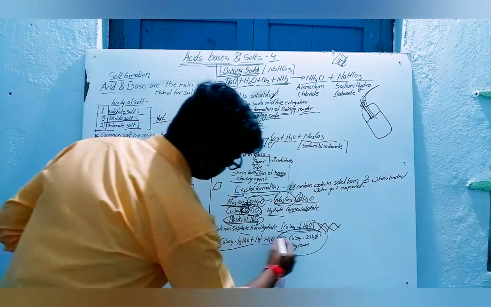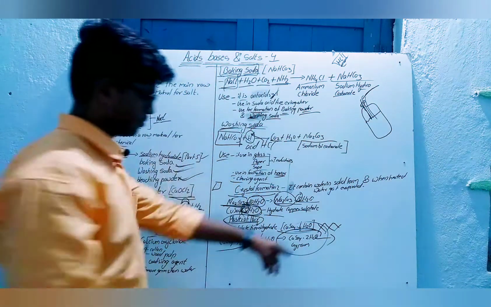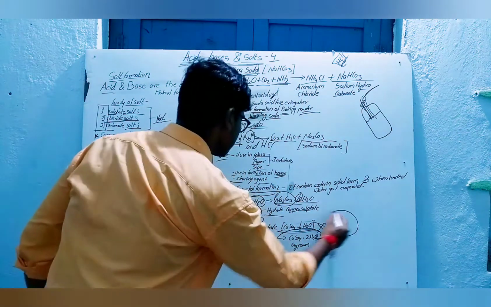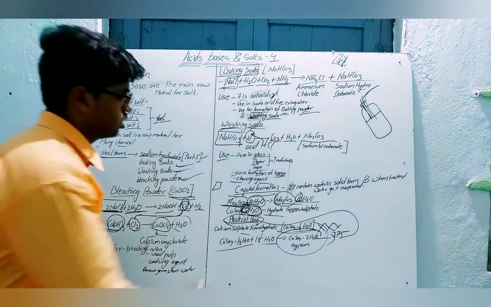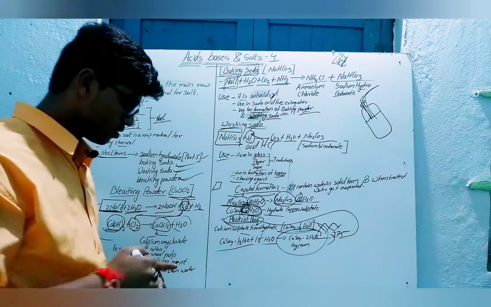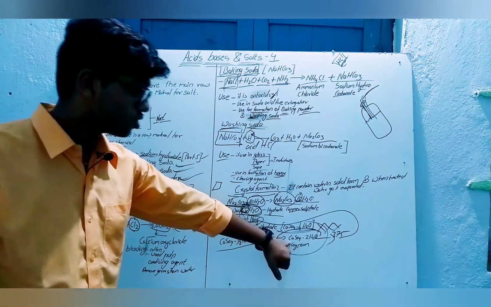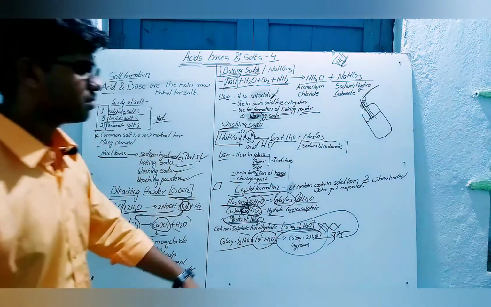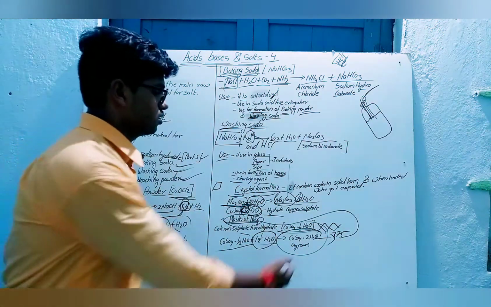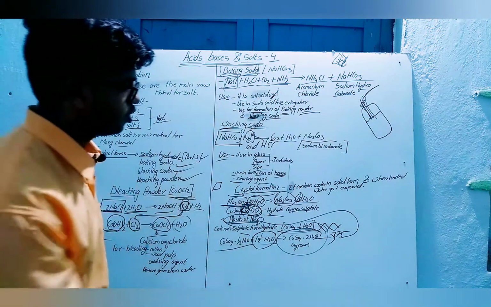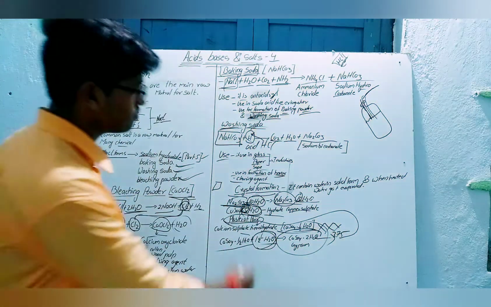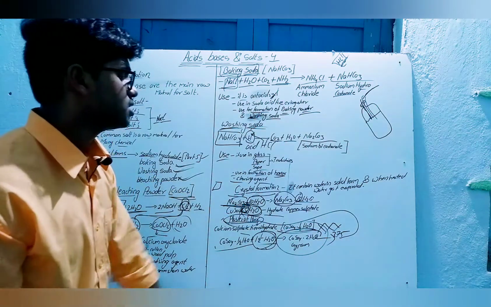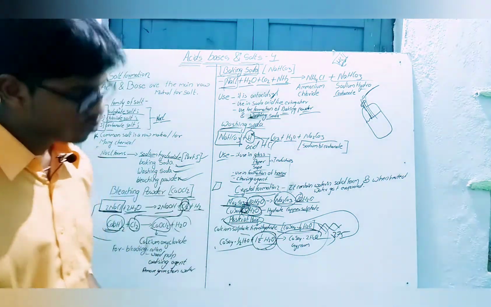When this gypsum is heated at 375 kelvin, it is again converted into plaster of Paris. It is a powder. It is crystal like, sorry, it is not crystal like. It is solid form. You can also call it crystal like, but mainly it is seen as a solid. So always remember, when 1.5 molecules of water react with plaster of Paris, it forms gypsum, whose formula is CaSO4 into 2H2O.